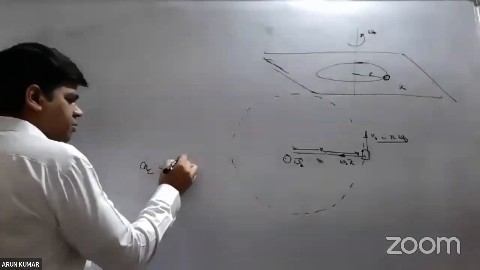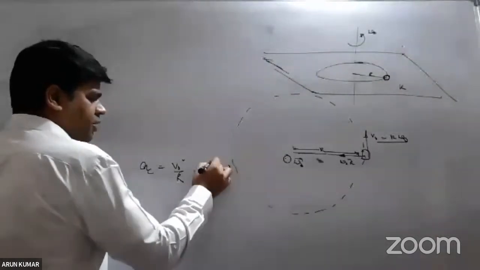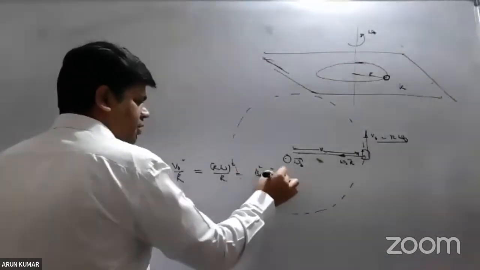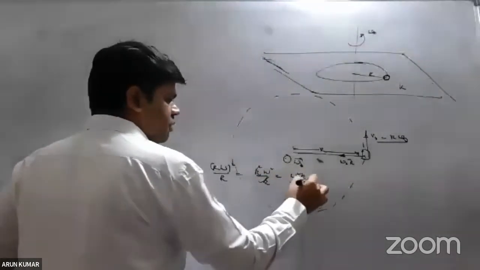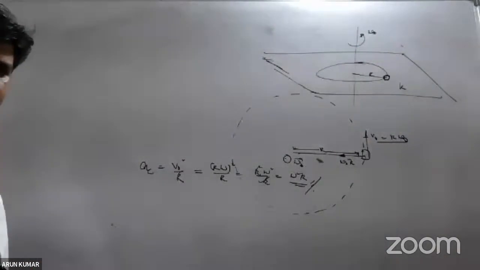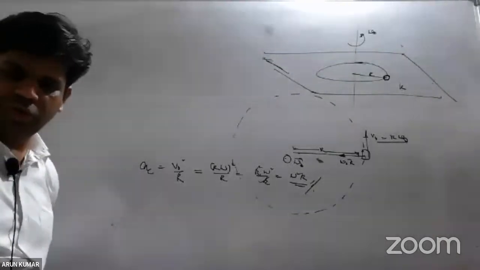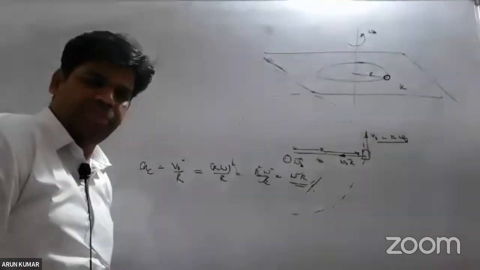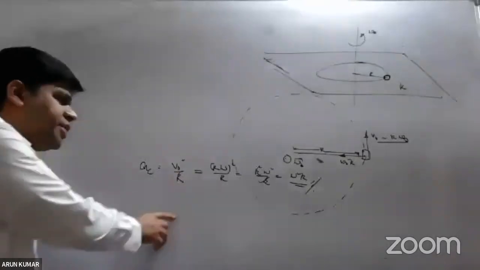Centripetal acceleration is v square by r, and v is equal to r omega, so writing r omega, r square omega square by r, r gets cancelled out. I'll get omega square r. All right. Is it okay? All right. If I had been given v0, I would have written v0 square by r, but I've been given omega, so I've written omega square r. I can either write v square by r or omega square r, right?